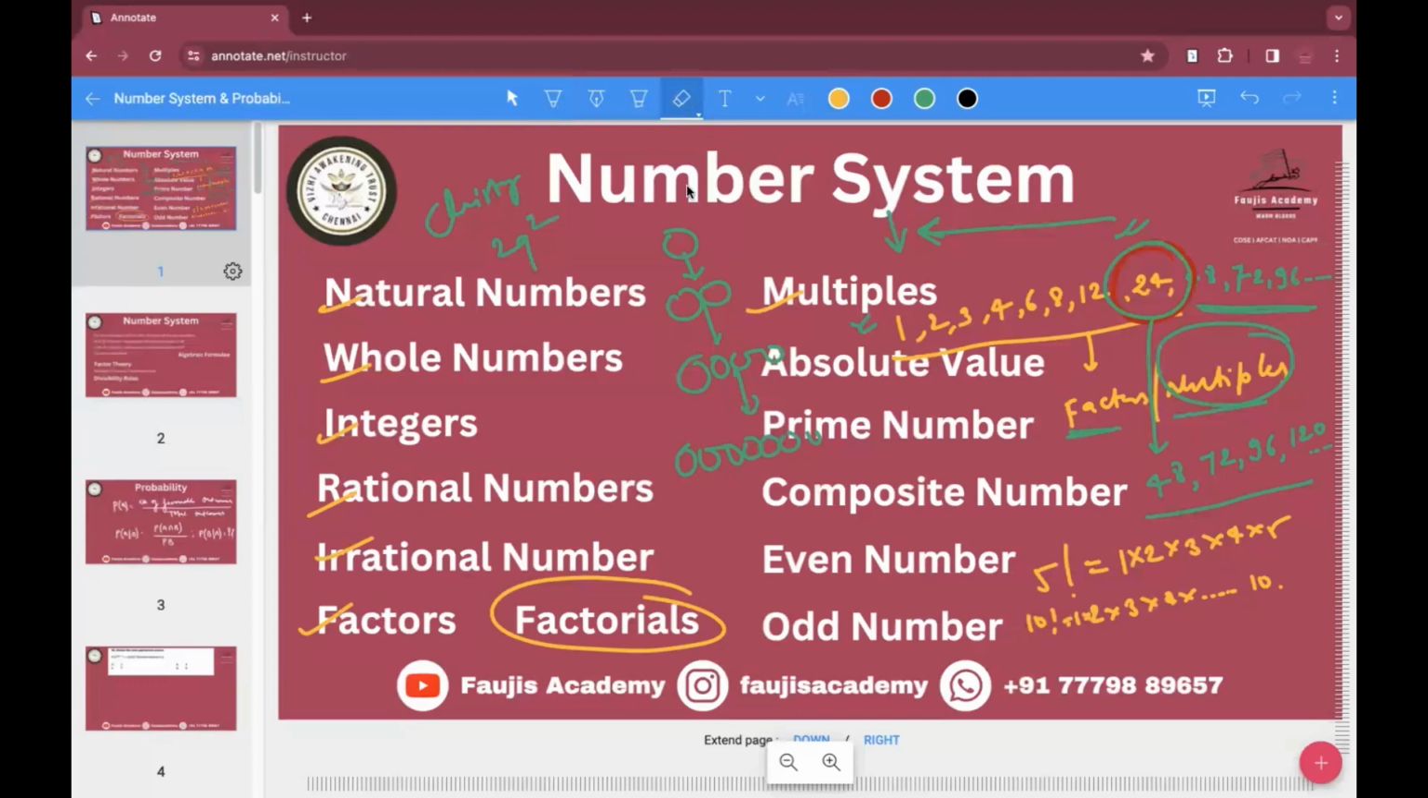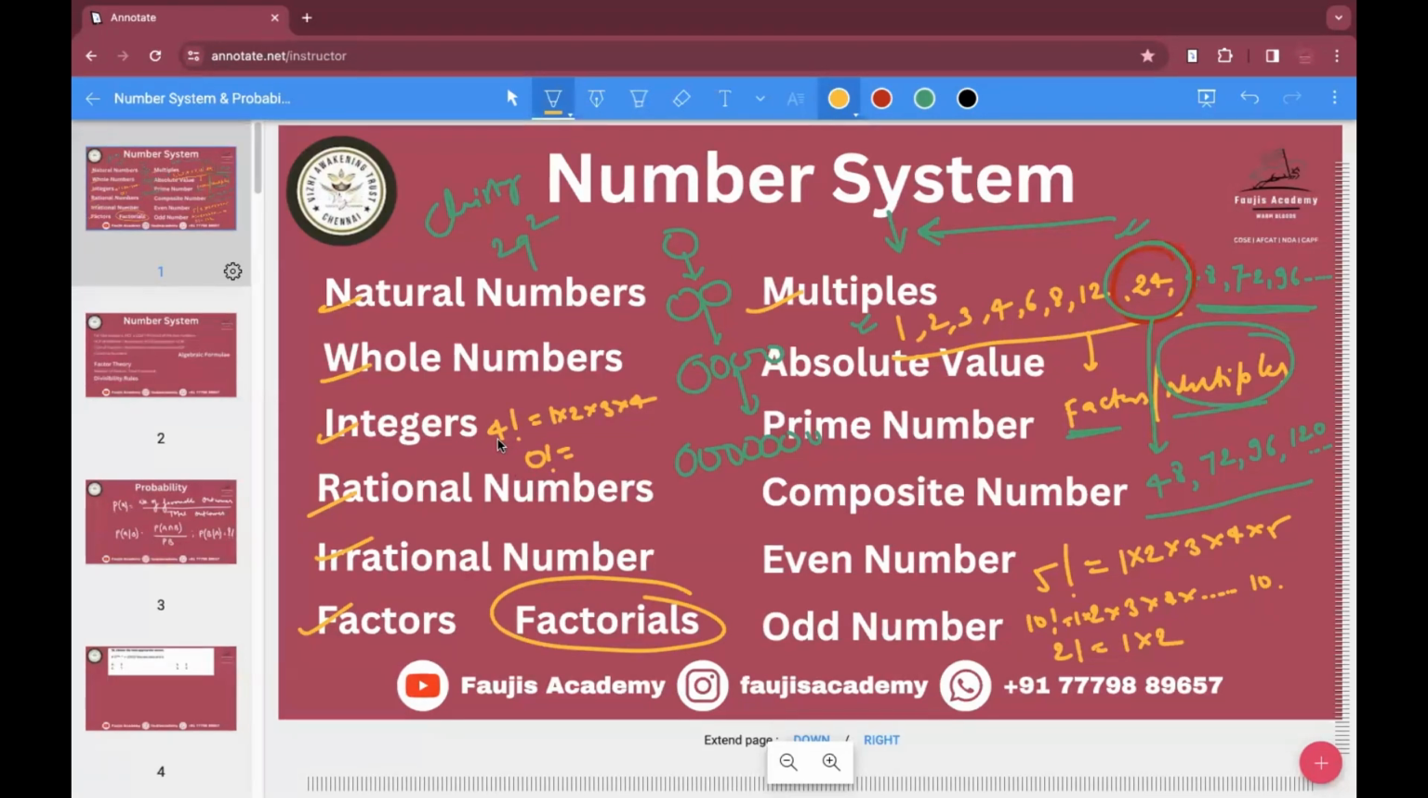When I write, let's say, 2 factorial, what will we be writing, Harishri? 1 multiplied by 2, right? Let's say I'm writing 4 factorial. What shall we write over here? 1 into 2 into 3 into 4, sir. Yep, absolutely. And now, if I have to write 0 factorial, what will be the value of it?